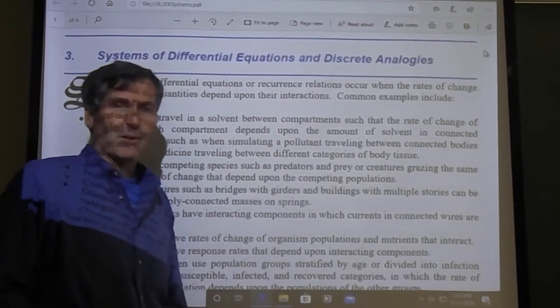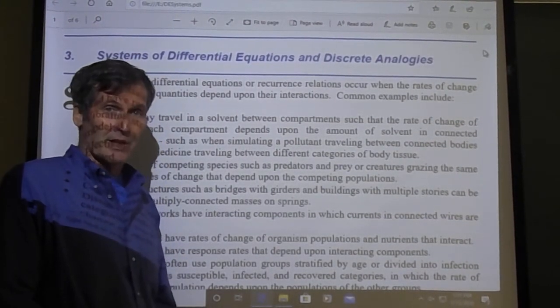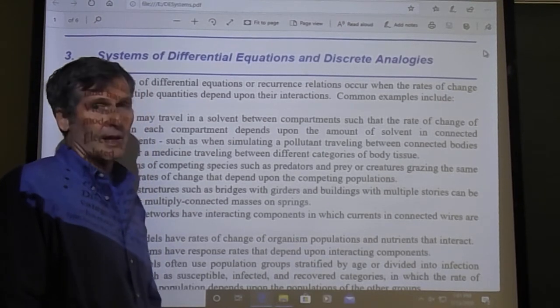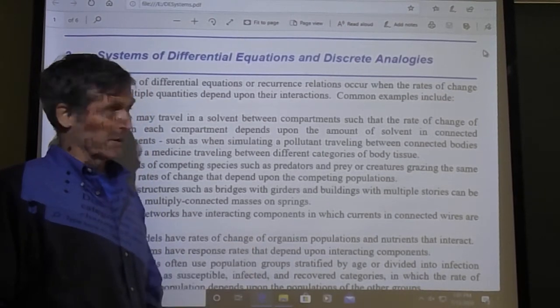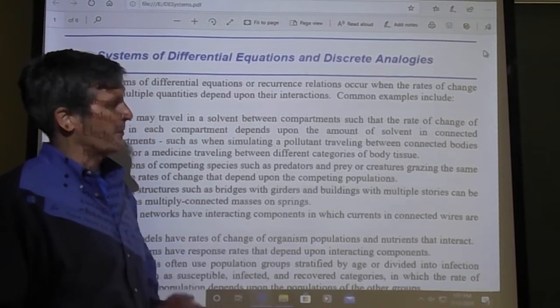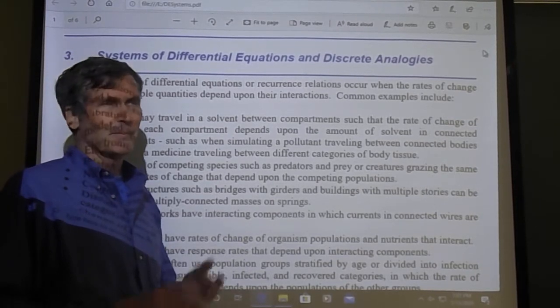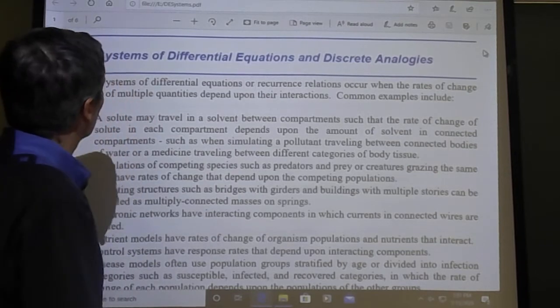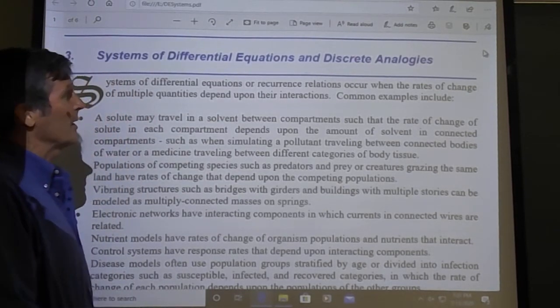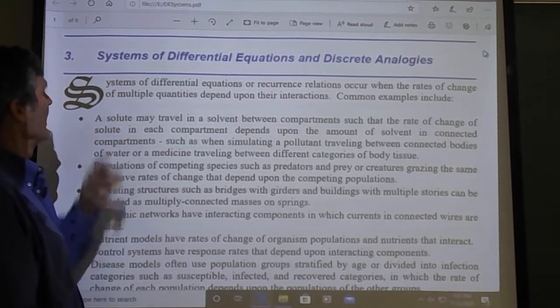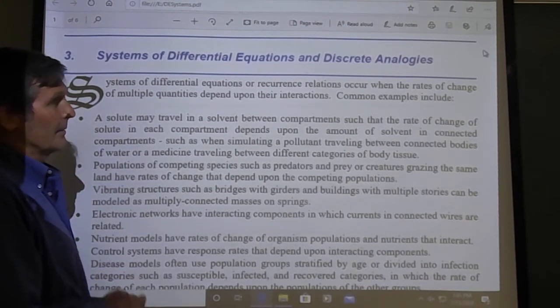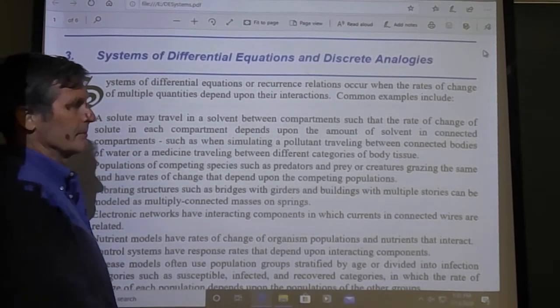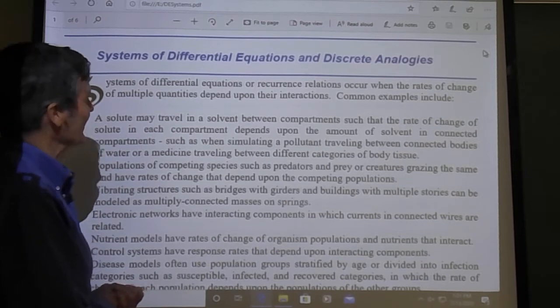Time for a new topic. That means it'll be a little easier in some ways, but at the same time we have a little background material to pick up. So the section itself is pretty straightforward, but if you haven't seen linear algebra before, we do have to review a bit of that. We're going to talk about systems of differential equations, and these just basically mean a bunch of differential equations.